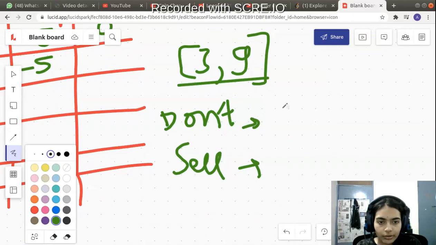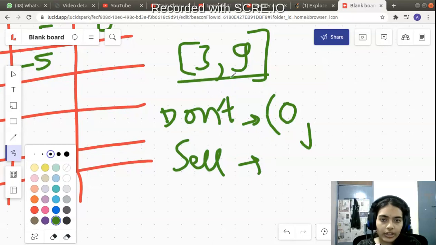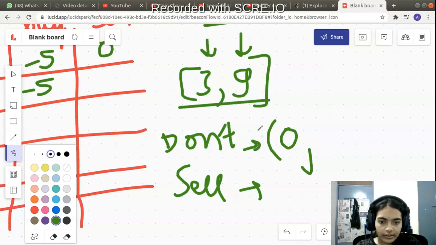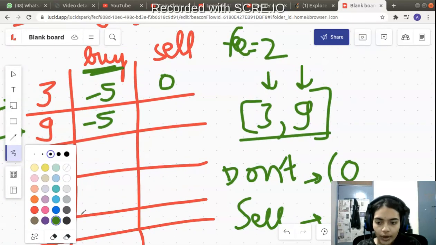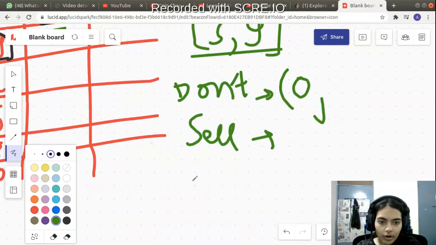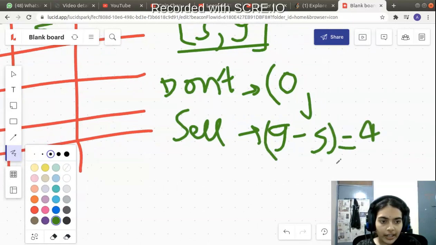So then you will just be at zero, right? You bought nothing, you sold nothing. Or you can sell the stock. If you sell the stock, it means you would have bought the stock on day 1. So if you are selling the stock, what will be your profit? When you bought on day 1, you had to spend 5 rupees: 3 rupees for buying the stock and 2 rupees as the transaction fee. Now if you are selling the stock, you will earn 9 rupees, but you had paid 5 rupees previously. So you will be earning a profit of 4.